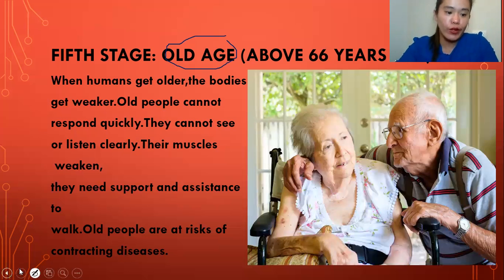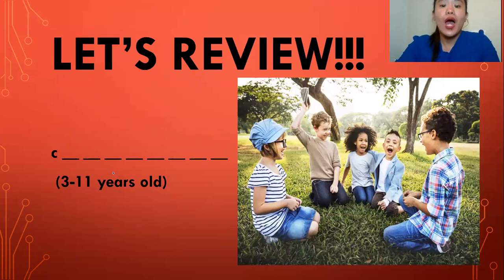Okay, so let's review if you still remember. Number one, picture. Can you identify this picture, students? This picture has 1, 2, 3, 4, 5, 6, 7, 8, 9 letters, and it starts with letter C. It's between 3 to 11 years old. They can play, they can make friends with others. So this is called childhood. Very good. Can you spell childhood?